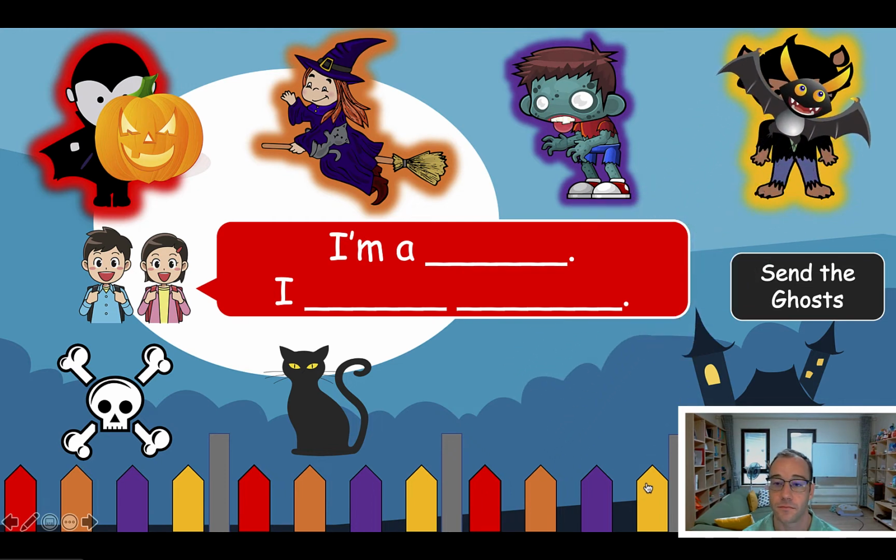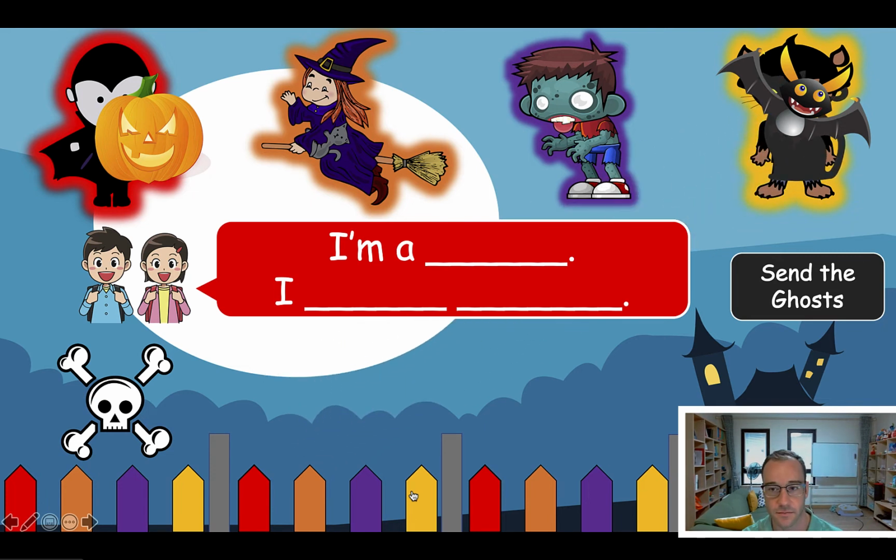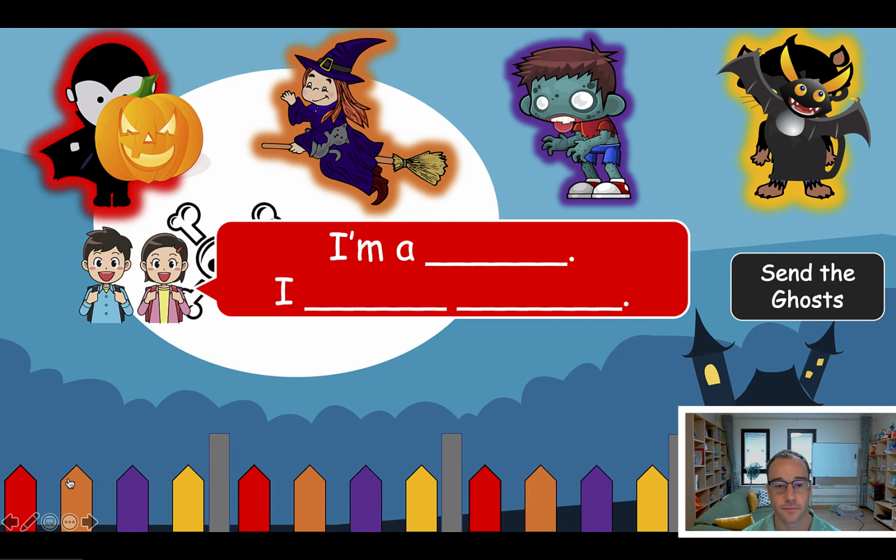Now, very important, the students can choose the same thing as their teammates or their classmates. You don't want it to be that whatever team goes first gets the first choice, and then other teams can't choose that. So they can all choose the same one. If the student on the next team also wants the werewolf, that's fine. They just have to say the classroom language. I'm a werewolf. I run fast. And then the final team says, I'm a witch. I can fly.